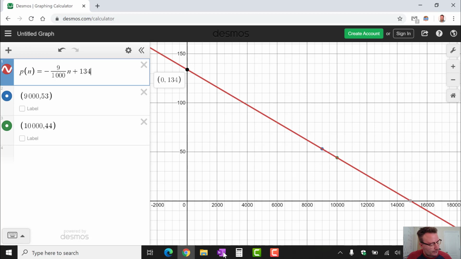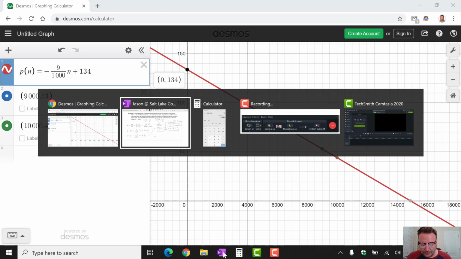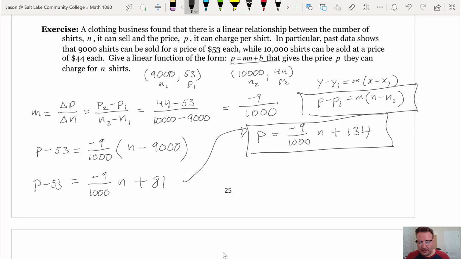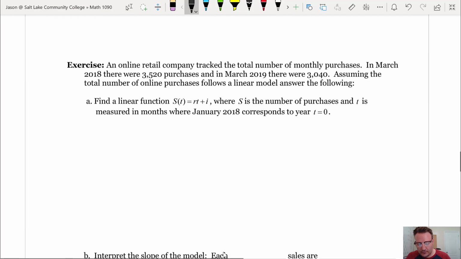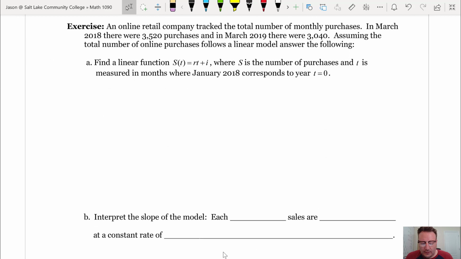Okay, let's get back to the worksheet. An online retail company tracked the total number of monthly purchases. In March 2018, there were 3,520 purchases, and in March 2019, there were 3,040.